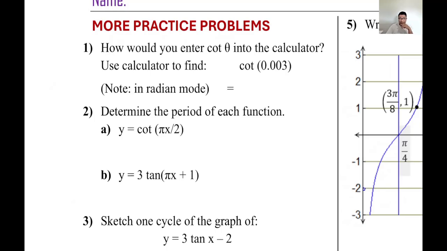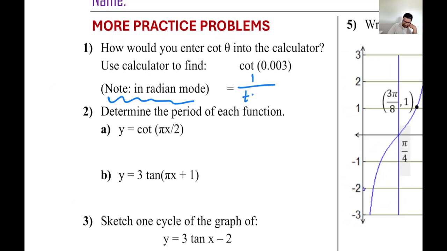First is evaluating this tan and cotangent in the calculator. Tan you can do easily because you will find a button for tan. You just have to make sure you are in the degree or radian mode as needed. Okay. In this case, you have to be in the radian mode. But this is cot, and you won't see a cot button on the calculator. What do we do?